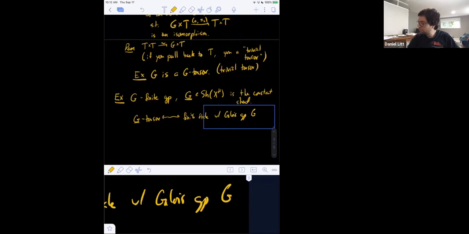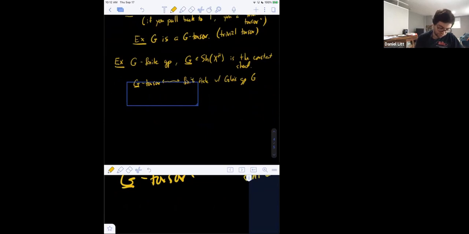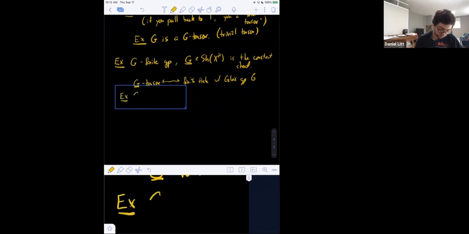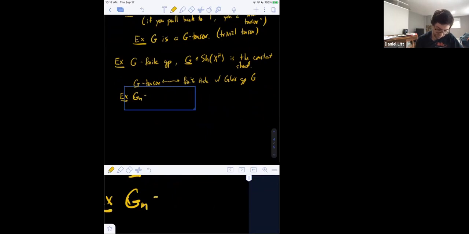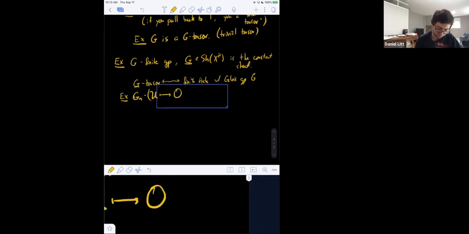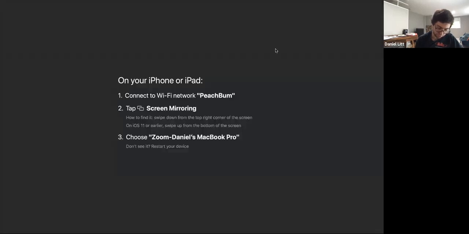All right, here's another example. G_m is, as a sheaf, the one that sends U to the units in the functions on U.